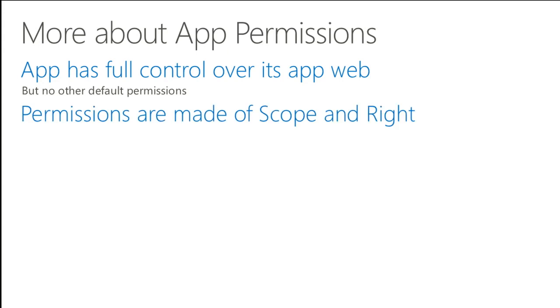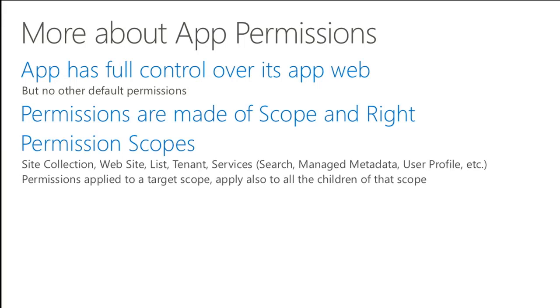Any other permission has to be requested and declared based on a specific target scope and based on a specific right in that scope. I mean that the scope can be, for instance, the site collection, the website, a list, the tenant, a specific service like the search engine, the managed metadata service, the user profile, and so on.